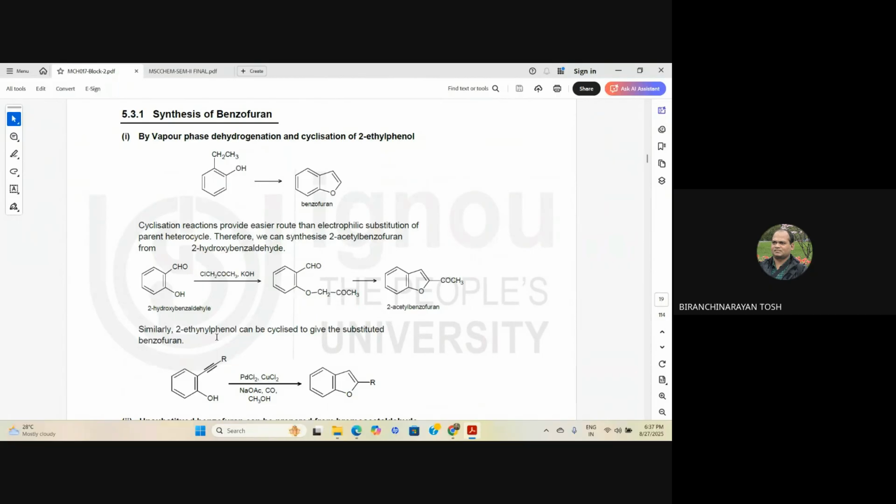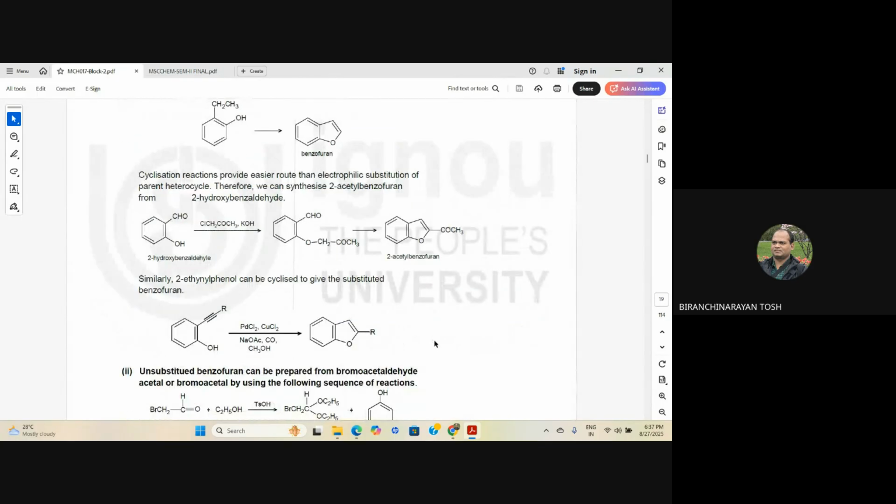Similarly, 3-ethynylphenol, or acetylene-substituted phenol, can be cyclized to give substituted benzofuran. See, the triple bond will be converted to a double bond, positions 1 and 2, and R will be attached. Here, in case of palladium chloride or cupric chloride and sodium acetate, the substituted benzofuran will be formed.